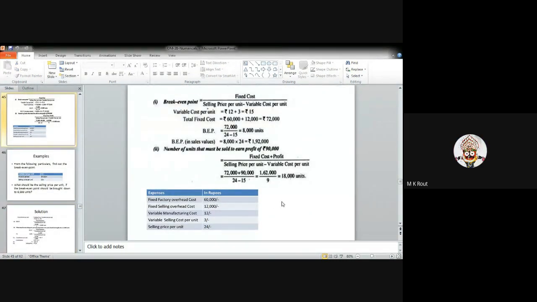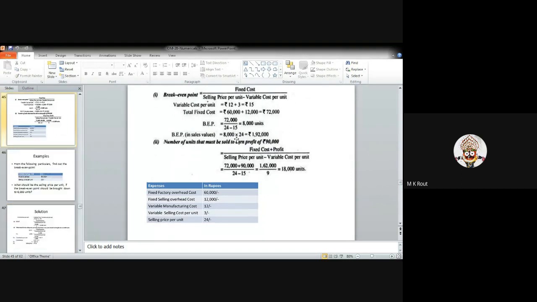In case of break-even point, we have already calculated the total fixed cost, that is 60,000 plus 12,000, which equals 72,000. This is your fixed cost. The variable cost per unit is already given as 12 rupees for manufacturing and 3 rupees for selling per unit, which equals 15. If you are going to calculate the break-even point, that equals fixed cost divided by your contribution per unit. Yes, sir. By mistake I got 8.